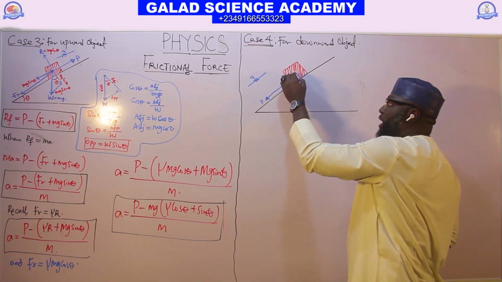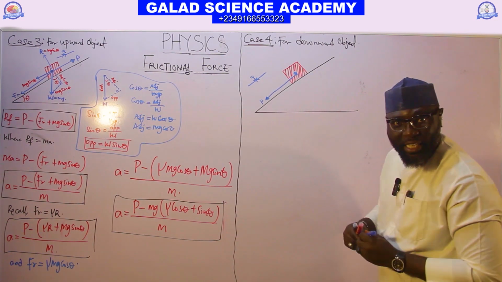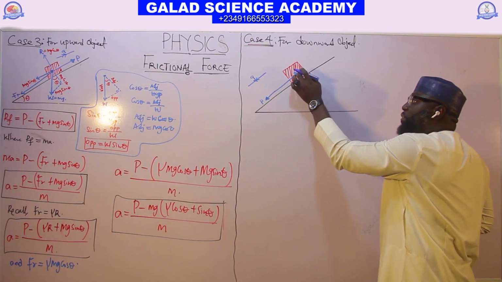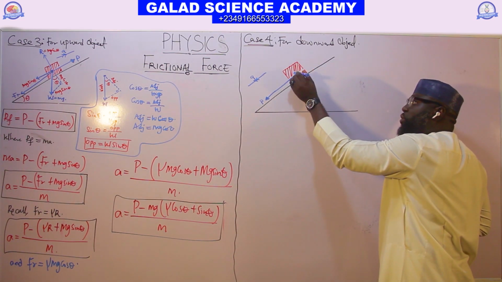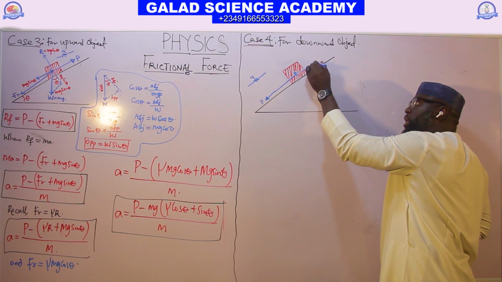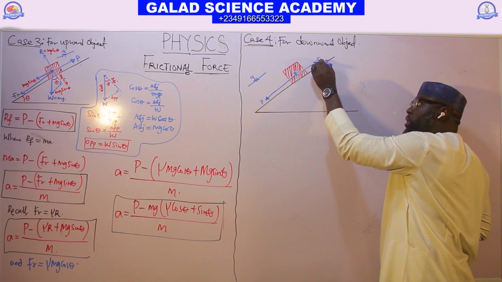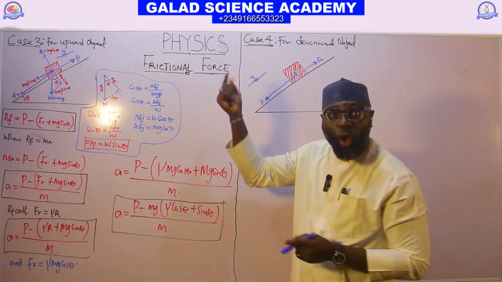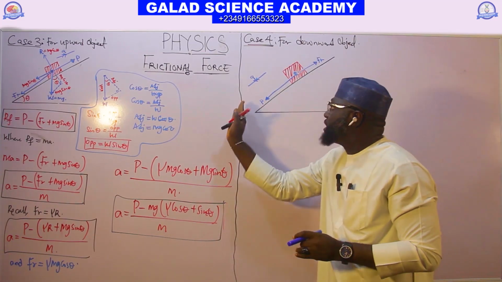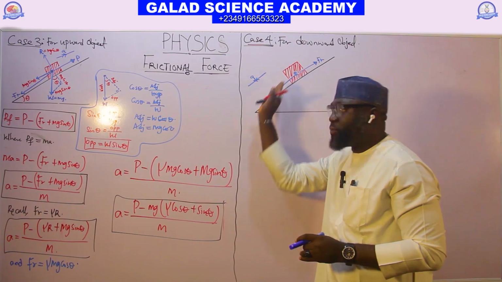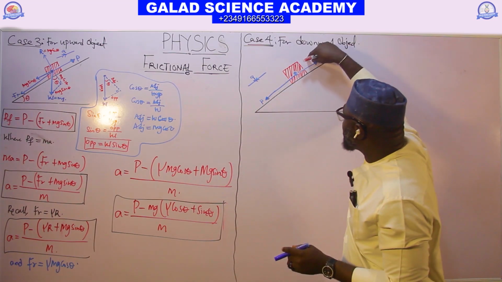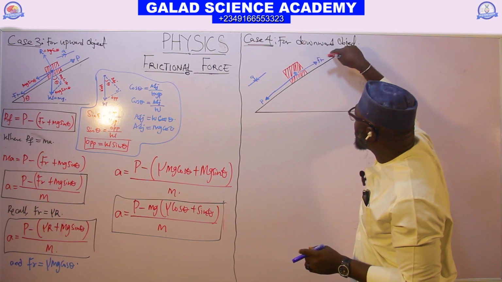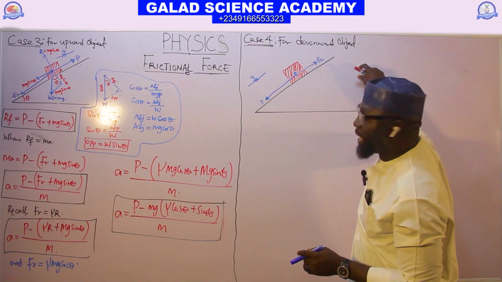We have it here. So if the applied force is P, it's moving like this. Then the frictional force, which always opposes the direction of motion, will oppose the motion. You know that frictional force always opposes the motion. The body is moving downward, this is the applied force dragging it down, and the frictional force will oppose the motion along this line.